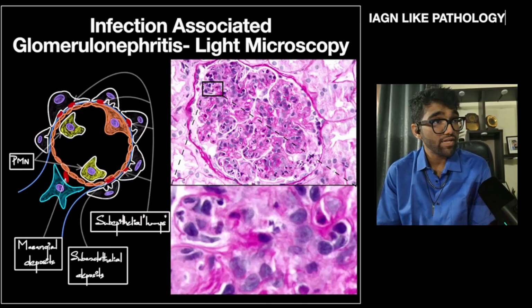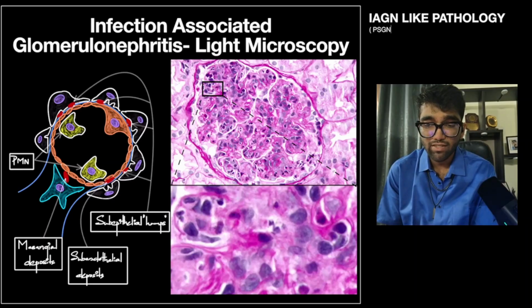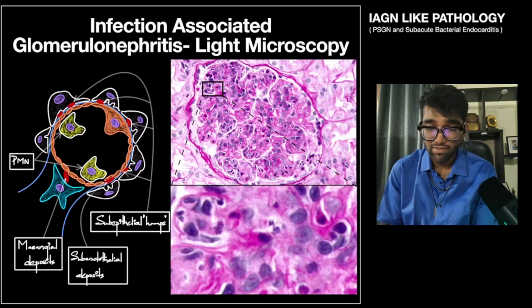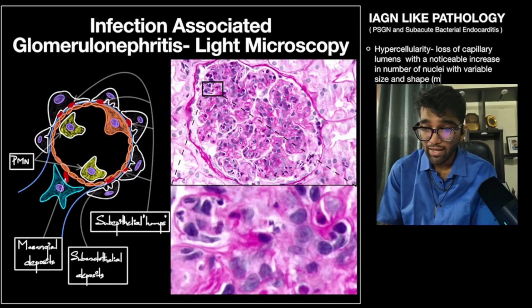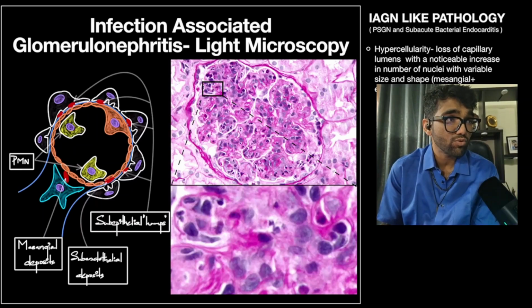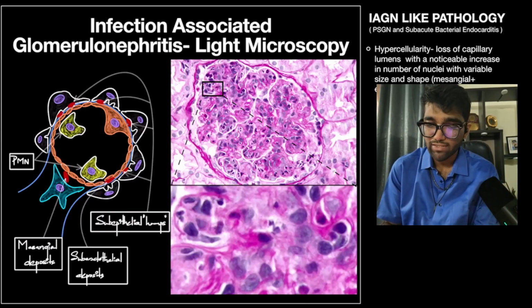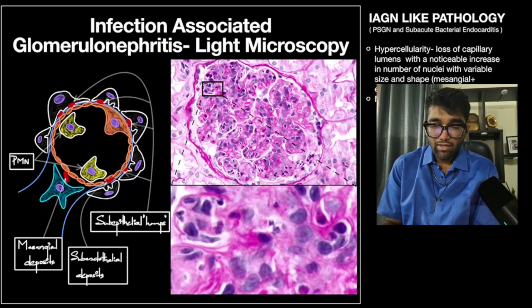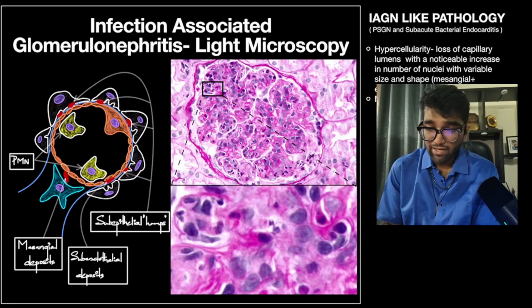So the thing is, infection associated GN has very specific findings, as I've just described. The first finding that you find is, importantly, your hypercellularity. So hypercellularity is loss of capillary lumina with a noticeable increase in the number of nuclei with a variable size and shape. The variable size and shape is because these nuclei are both mesangial and endothelial cells. Additionally, I've shown you neutrophils, and I have shown you your subepithelial immune complex humps. So that we'll talk about.